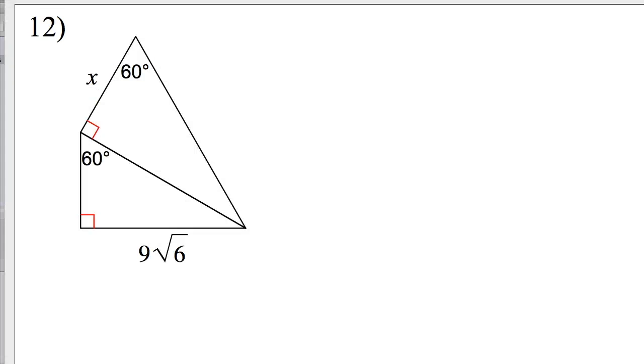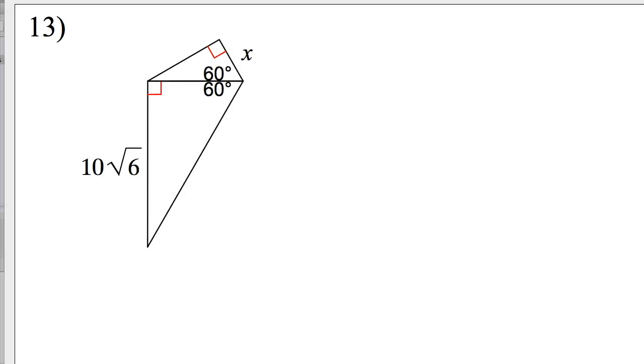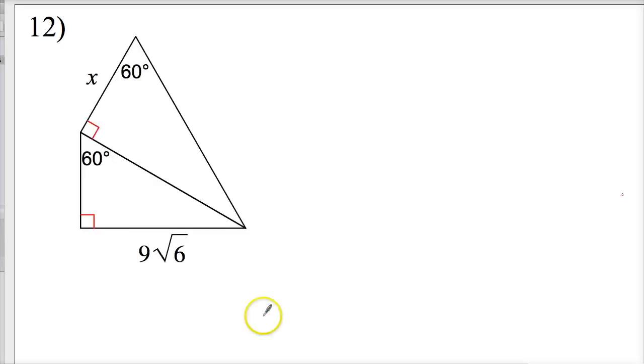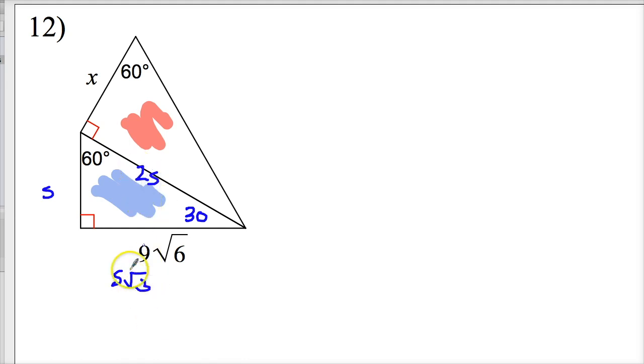I'm going to do one where they kind of mix them together. That was a 30, 60, 90. Let's do that one. So, in this case, I'm given this. Here's my 30 side. This is my blue one. This is my red one. So in this case, blue here would be side square root of 3, 2 side. So I can use this.